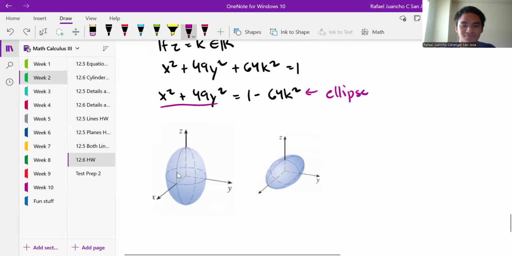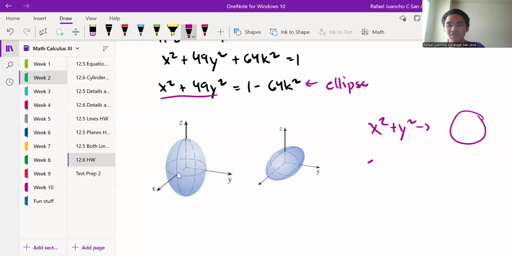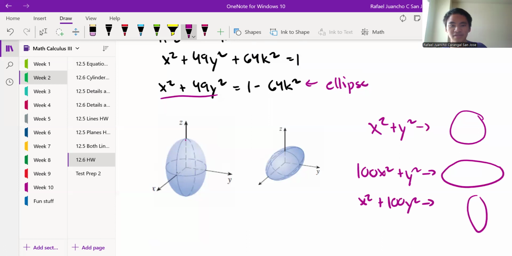So for XZ, it looks good, right? Because z is going a bit up and x is just there. It's not elongated because that's what numerical coefficients are doing. We have a circle. Let's say we have x squared plus y squared. This is probably some circle. And then if we say 100x squared plus y squared, then it's going to be stretched horizontally. And then if we say x squared plus 100y squared, then this is stretched like that. So that's what I'm trying to say.